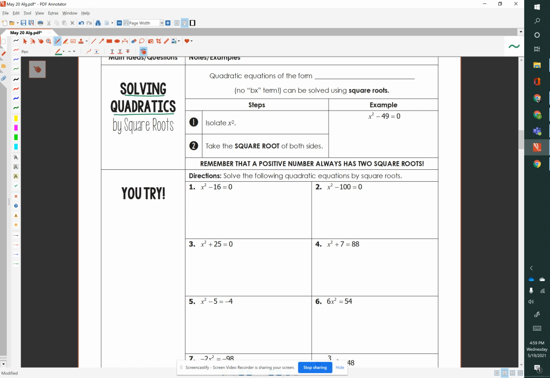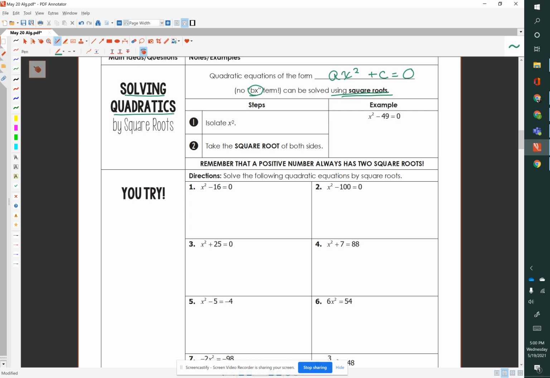When we talk about doing this, we're talking about quadratic equations that are in the form of ax squared plus c equals 0. So we have no bx term, okay? Those are the kind that can be solved using square roots. So you have 2 basic steps, but they can be a little bit tricky. You're going to isolate x squared and then take the square root of both sides. And remember, when you do that, you need the plus and minus answer because, for example, -7 times -7 is 49, but so is +7 times +7.